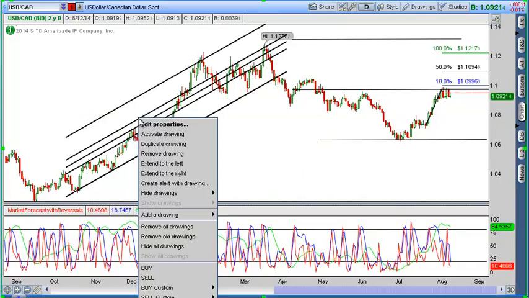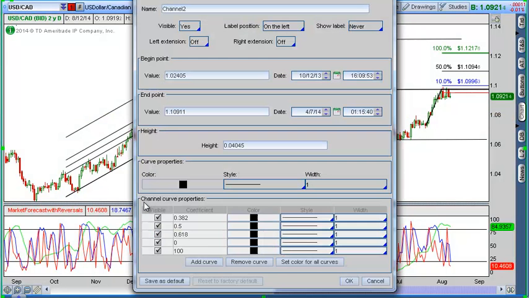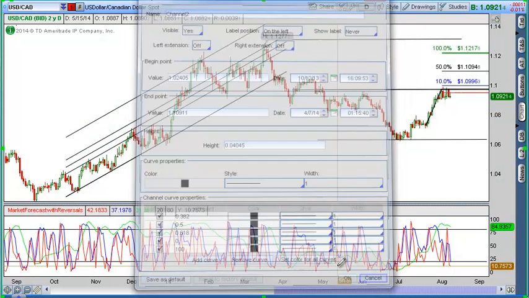Sure, it's the same. Just save it. Save it as your default.